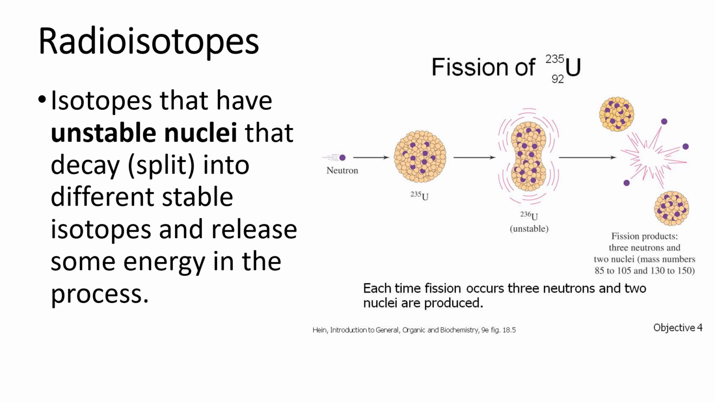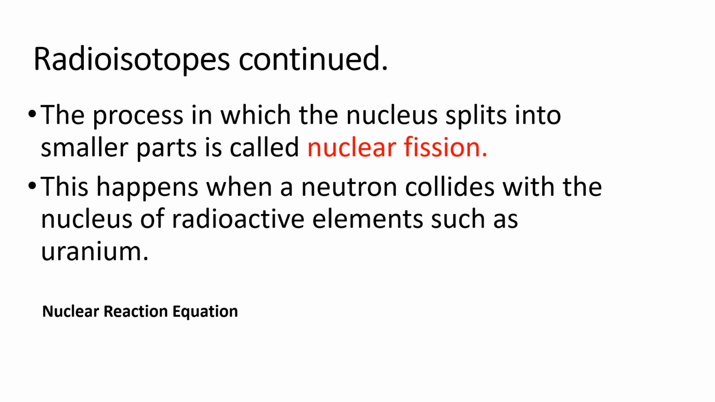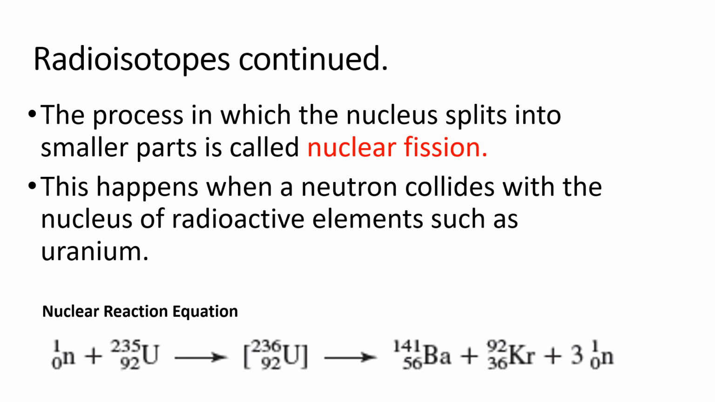Radioisotopes. These are isotopes that have unstable nuclei that can decay or split into different stable isotopes and release some energy in the process. The process in which a nucleus splits into smaller parts is called nuclear fission. This happens when a neutron collides with a nucleus of radioactive elements such as uranium. And this is the nuclear reaction equation.